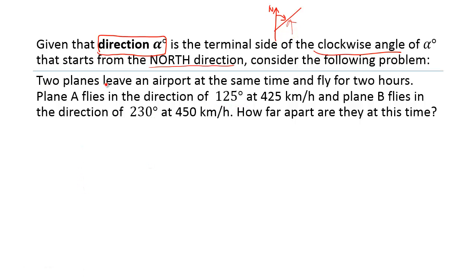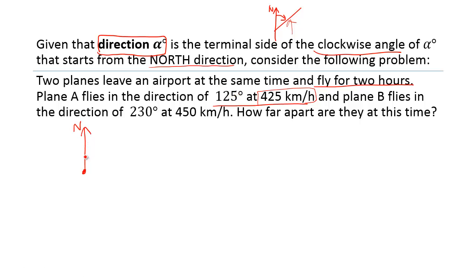Okay, so two planes leave an airport at the same time. Let's say our airport is right here. And there's north. And they fly for 2 hours. So remember that 2 hours just tells you that that's going to help us multiply the speed to get the distance. And plane A flies in the direction of 125 degrees.